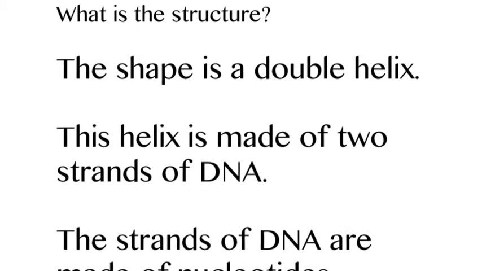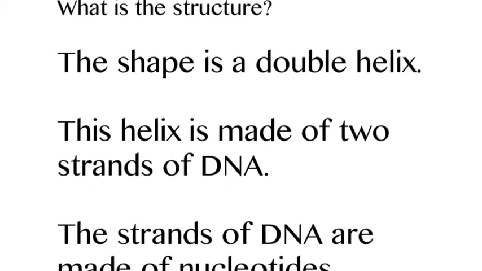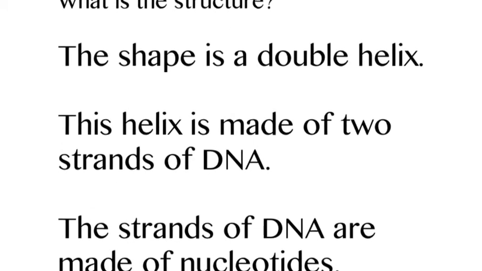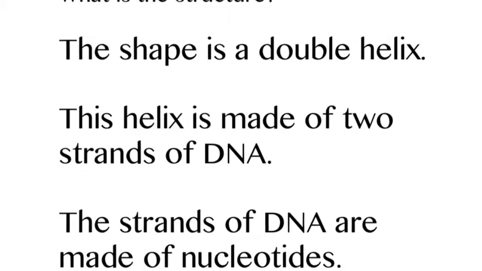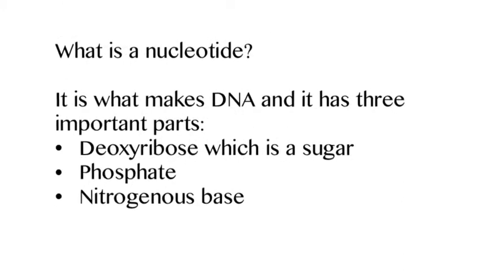So what puzzle did they solve? Well, they figured out that the shape is actually a double helix, which means that it's like a ladder that's twisted. It's two strands that go around each other, like a spiral staircase. They figured out this helix has two strands of DNA. A lot of people thought it had three, but it only has two. And they figured out that the strands of DNA are made up of nucleotides.